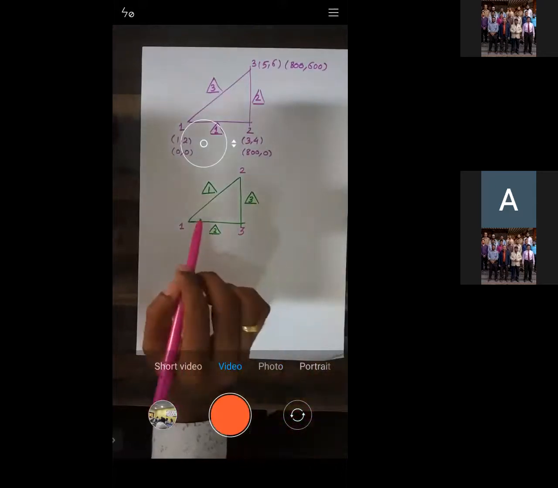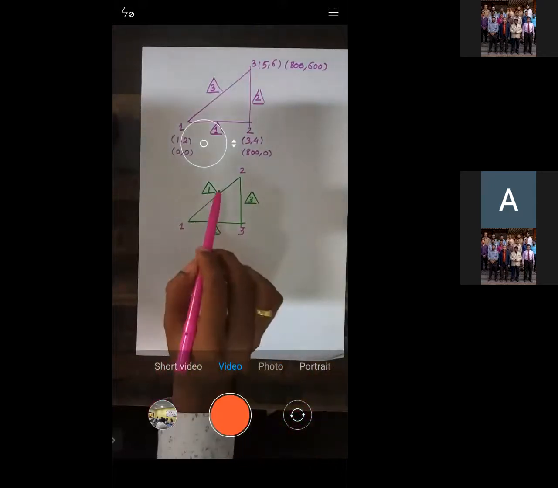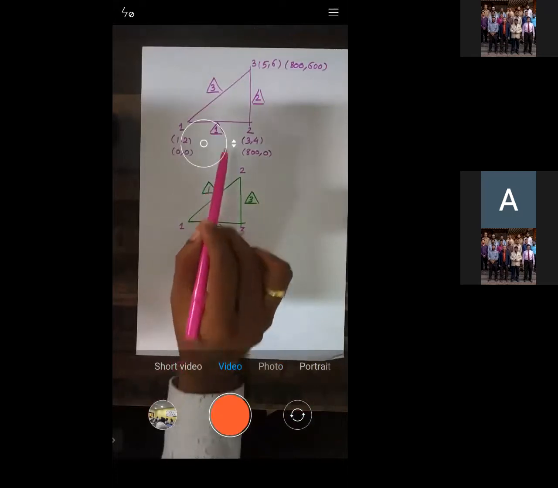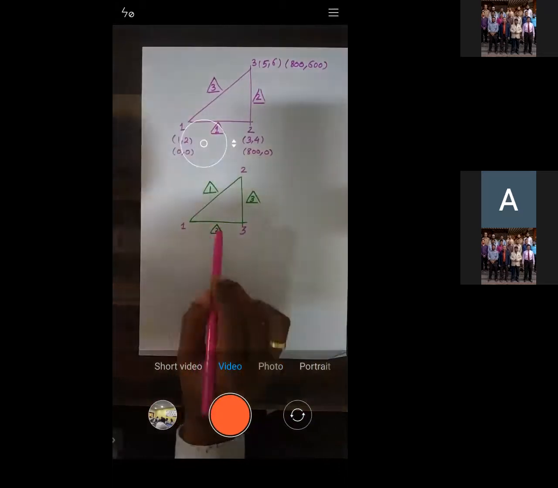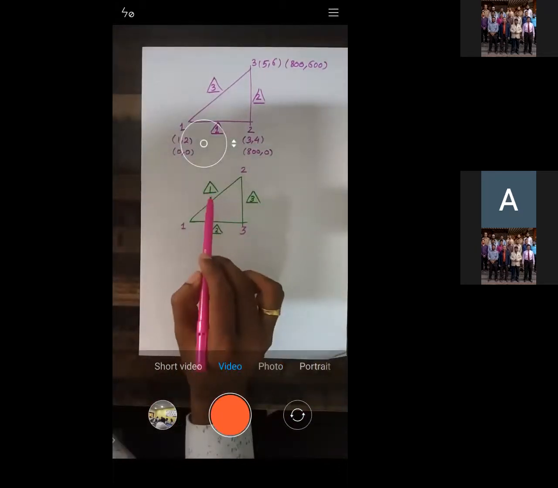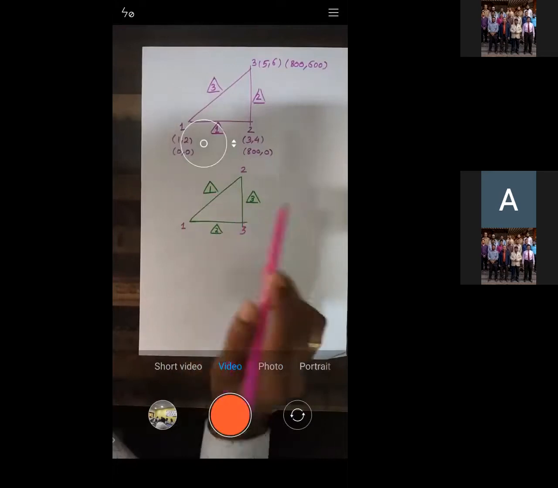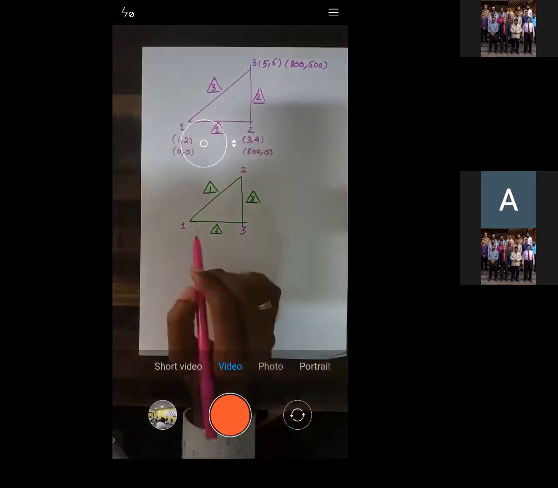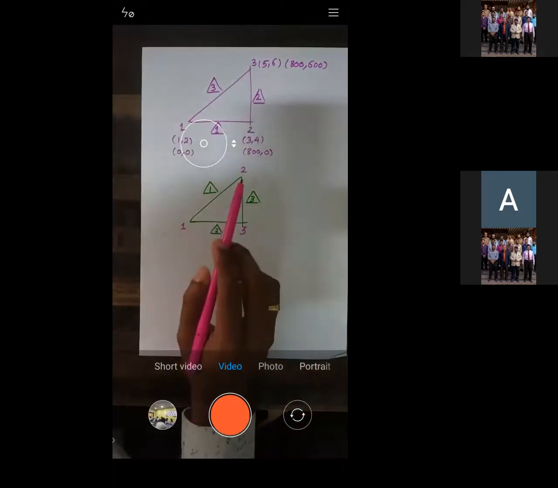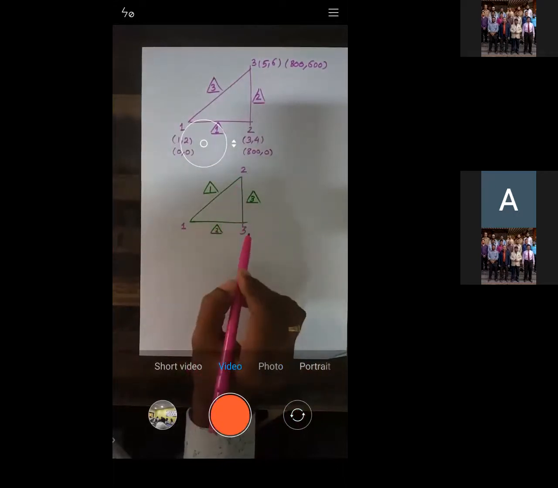If you want element number 1 here, okay, I have taken element number 1 here. Previously it was here, right? See, previously element number 1 was here. Now I have taken element number 1 here, 2 here, and 3 here. Now what I have done is assigned this as node number 1, this as node number 2, and this as node number 3.